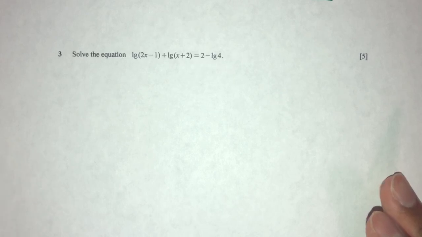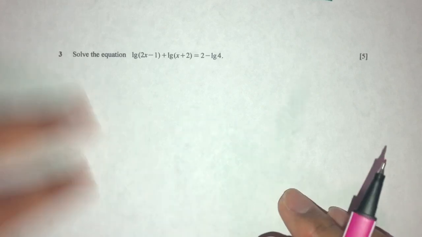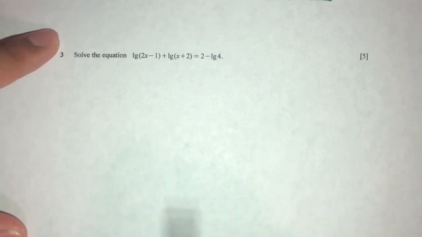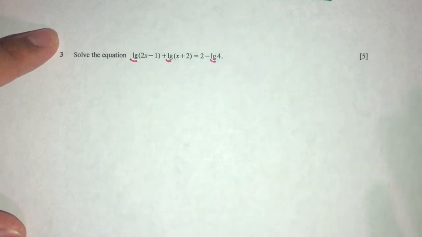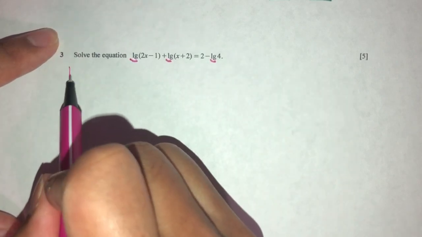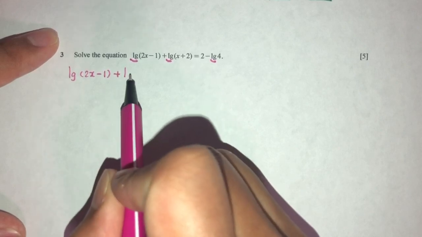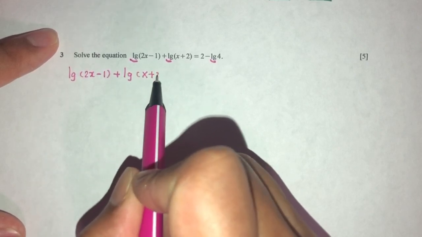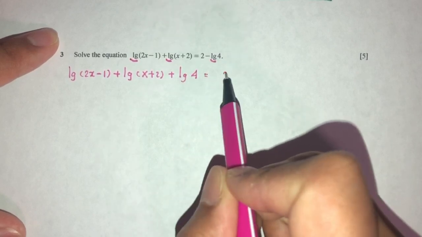Now let's move on to question number 3. So we have to solve this equation. So let's try. Let's see what happens. So first thing first, we can see that this and this and this are the same. So let's combine them together by sending everything to one side. You will have log of 2x minus 1 plus log of x plus 2 and then plus log of 4 is a value of 2.